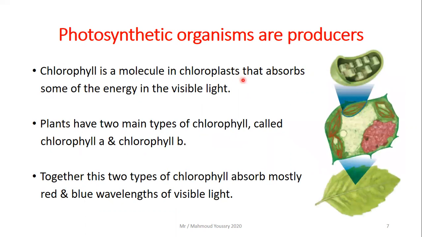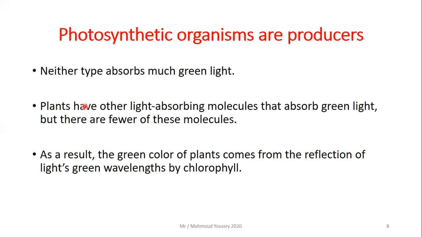Chlorophyll is a molecule in chloroplasts that absorbs some of the energy in the visible light. Plants have two main types of chlorophyll, called chlorophyll A and chlorophyll B. Together, these two types of chlorophyll absorb mostly red and blue wavelengths of light. Neither type absorbs green light. Please pay attention to this part, because plants have other light-absorbing molecules that absorb green light, but there are fewer of these molecules.